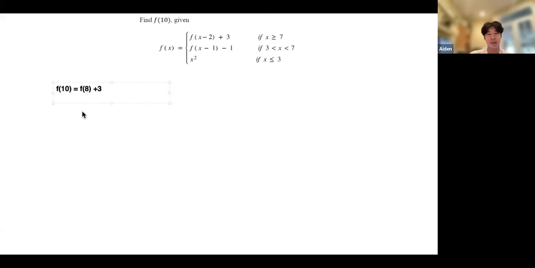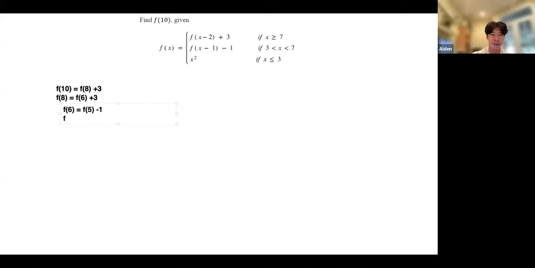Now you have to figure out what f of 8 is. And f of 8 still qualifies as the top equation. So we can continue with that. It's equal to f of 8 minus 2, which is 6, and then plus 3. And then f of 6, since 6 does not qualify for the top equation anymore, we use the second one here, which is f of 6 minus 1, which is 5, and then minus 1.